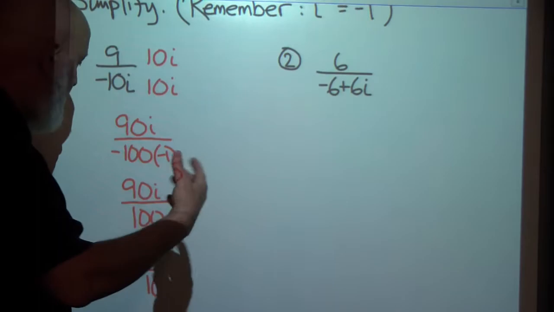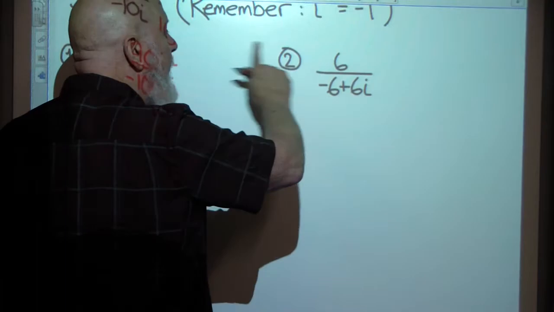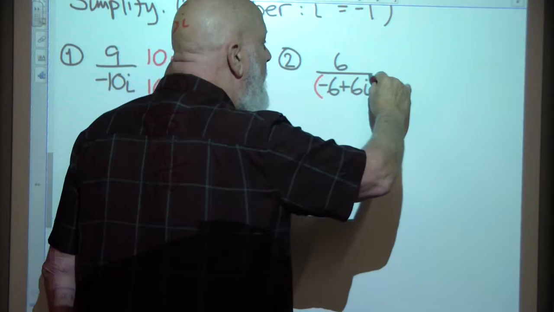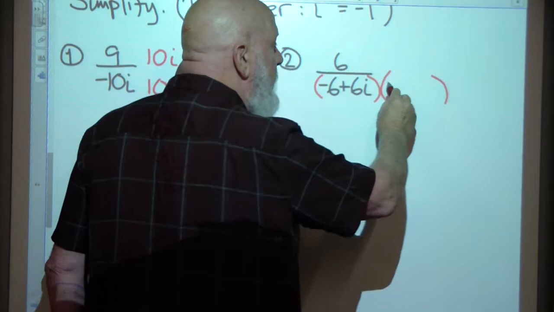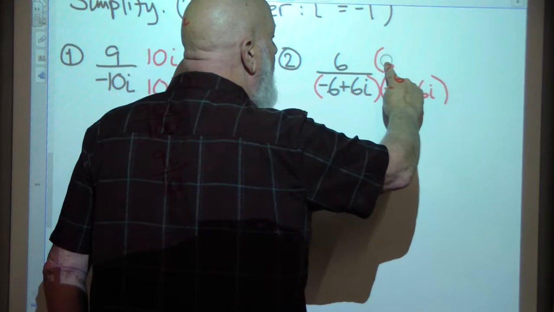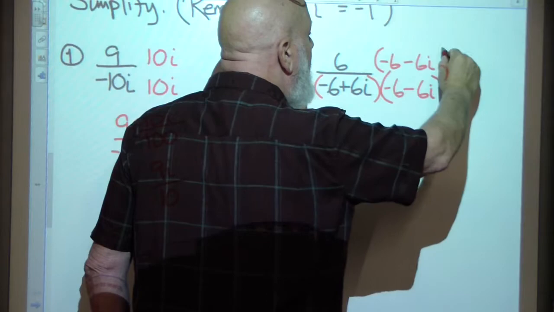So I'm going to do the same thing I did here. I'm going to multiply the numerator and the denominator by the complex conjugate of the denominator. So here we go. The complex conjugate, I just changed this sign only. Whoops, it's supposed to be negative 6. And here we go. I'm going to distribute this up top.